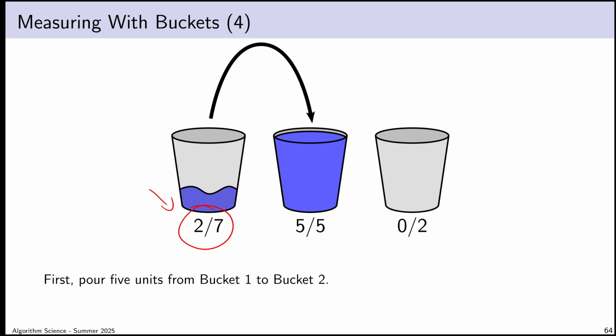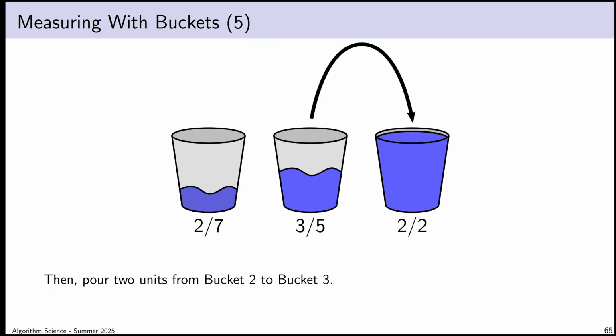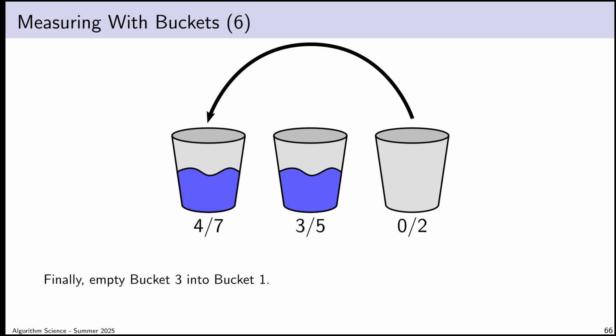Okay, so I now have 5 units in bucket 2. I pour 2 of those units into bucket 3. And maybe you can see at this point, hey, if I combine these 2 units with these 2 units, I definitely have 4 units. And so I just pour from bucket 3 back into bucket 1, and now I've got 4 units. So the problem is solved when any of my buckets contains exactly the 4 units that I wanted. Okay, so there's the setup for my problem.